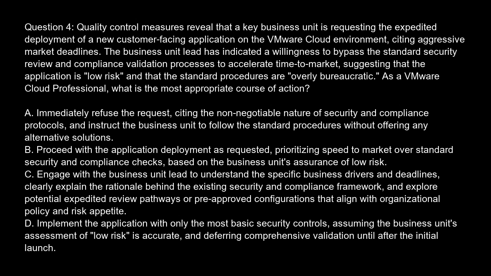Option C. Engage with the business unit lead to understand the specific business drivers and deadlines. Clearly explain the rationale behind the existing security and compliance framework, and explore potential expedited review pathways, pre-approved configurations that align with organizational policy and risk appetite. Option D. Implement the application with only the most basic security controls, assuming the business unit's assessment of low risk is accurate, and deferring comprehensive validation until after the initial launch.